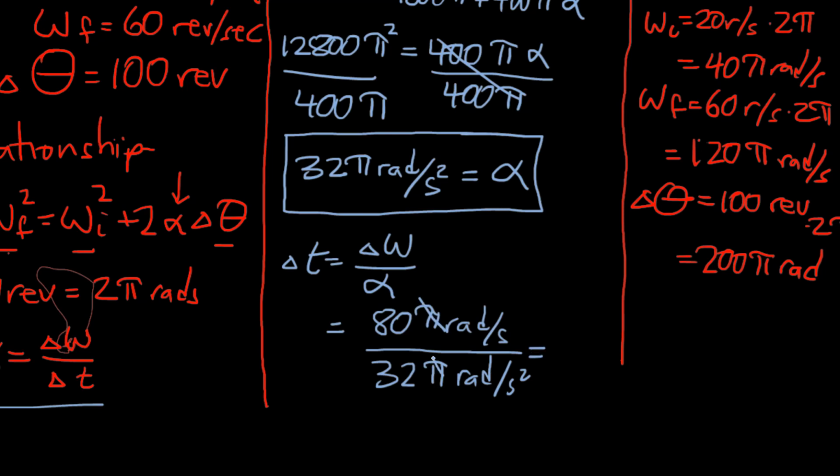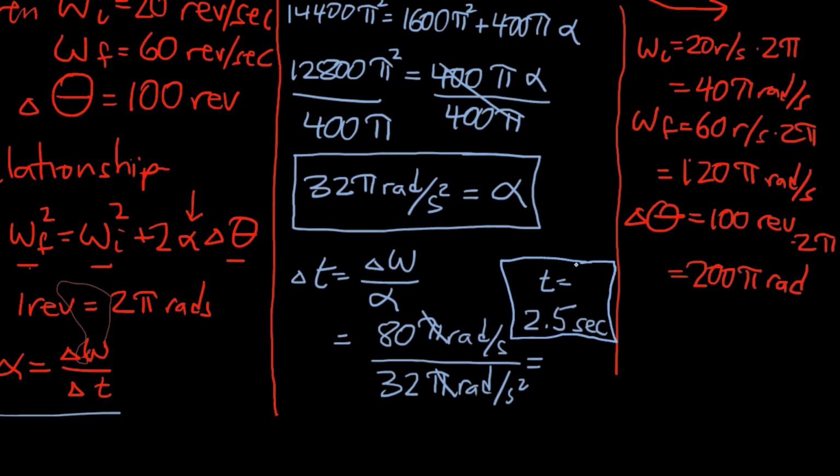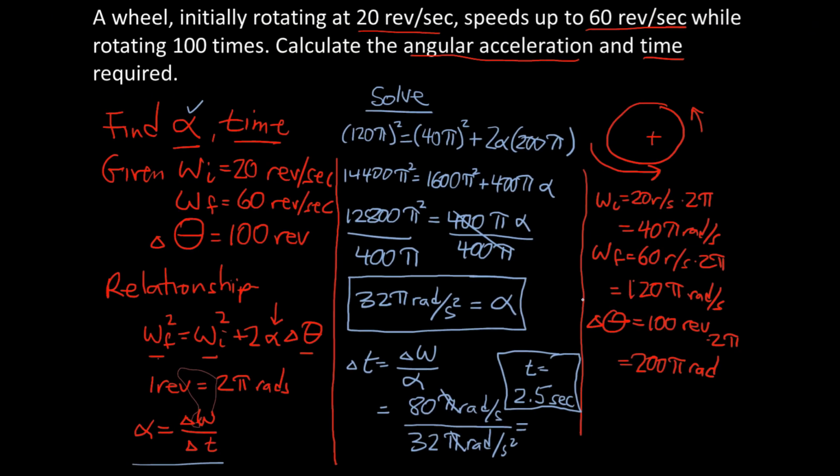My pi's cancel. 80 divided by 32 is 2.5. The units cancel out, and I get 2.5 seconds. So how long does that take to speed up? 2.5 seconds. So it's very much like our linear kinematic problems. Should we just end up speaking Greek now? All right, so for now, that's physics.